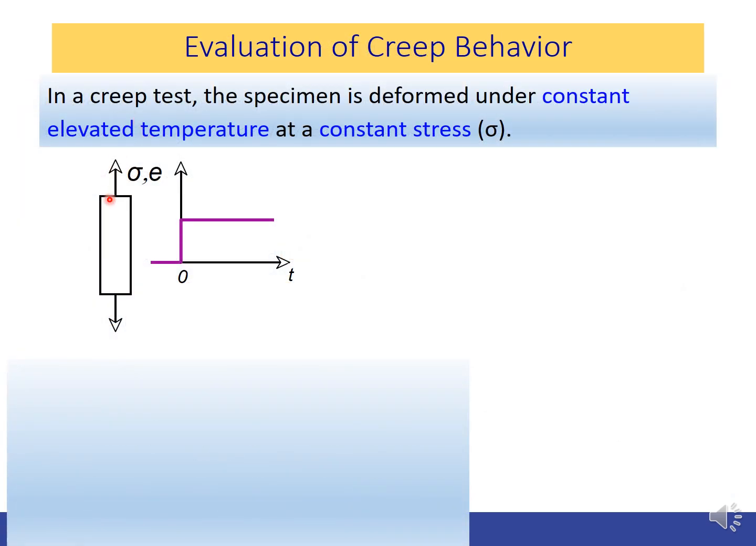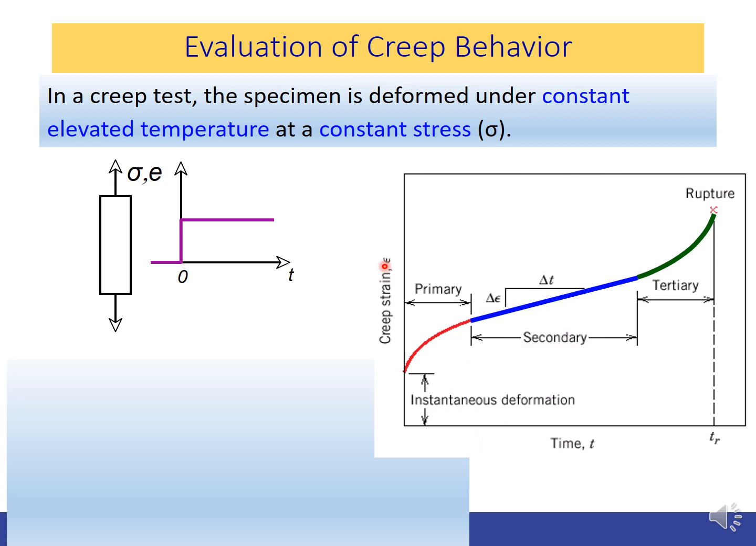In a creep test, the specimen is subjected to a constant load or constant stress. It doesn't change with time, indicating it's a constant value or a static stress. And also, the temperature during the test is maintained at a constant value, usually an elevated temperature, higher than room temperature. During the test, the strain is measured and plotted as a function of time. In this case, we have the creep strain, which is the change of length over the original length, a dimensionless value, plotted against time.